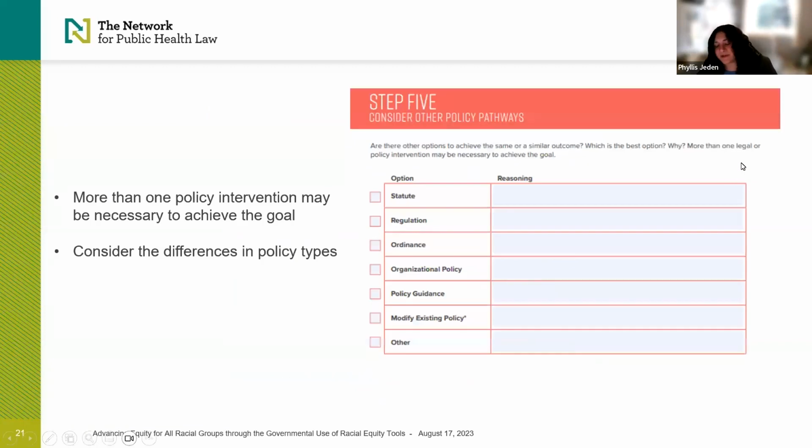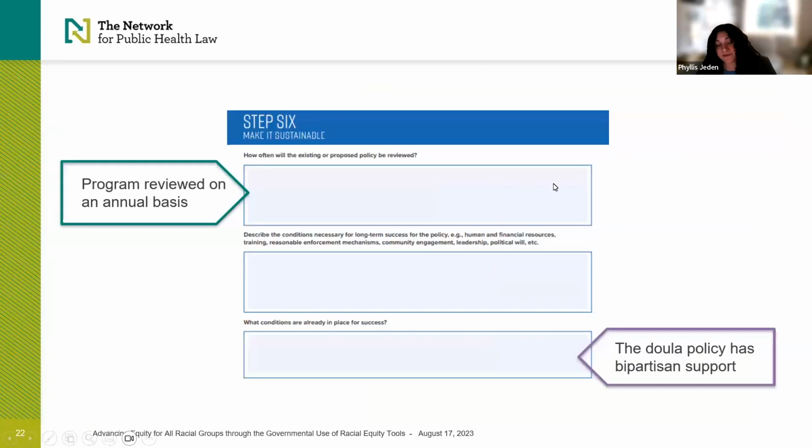So step 5 asks you to consider other policy pathways. Are there better options to achieve your desired outcome? And you might find in your assessment that more than one policy intervention is necessary. For our spa doula example, the state may consider approving additional doula training programs to aid the success of implementation of the spa doula policy. Another example could be an organizational policy, a change in hospital policy that allows birth parents to choose their care team. Next step, please.